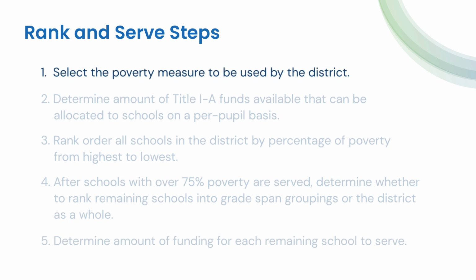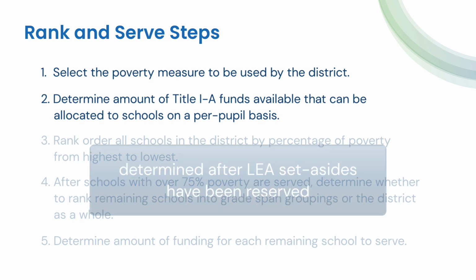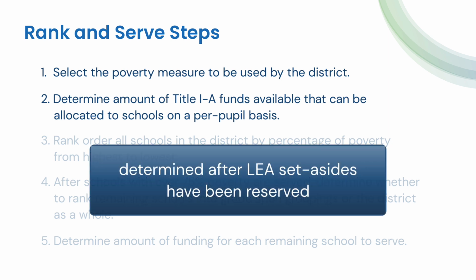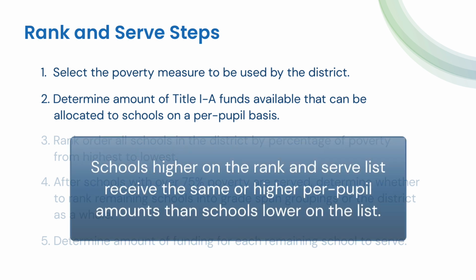1. Select the poverty measure to be used by the district. 2. Determine the amount of Title I-A funds available that can be allocated to schools on a per-pupil basis. This is determined after the required and optional LEA set-asides have been reserved. LEAs have discretion in determining the amount of the per-pupil allocation that goes to schools. The primary rule is that schools higher on the rank and serve list receive the same or higher per-pupil amounts than schools lower on the list.